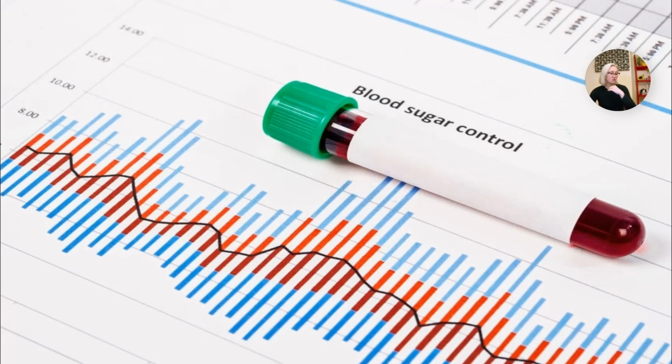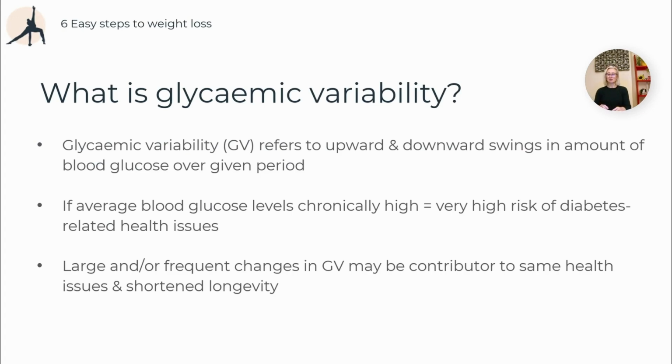This is the section where we are going to focus on, because this is about managing blood sugar, and it's about these 6 very fundamental steps that we want to take that will help us manage this crashing, or the peaking highs and the crashing lows. What is glycemic variability? If you were looking at a graph, it's that top point hit and the bottom point hit. It's that upward and downward swing in the amount of blood glucose over any given period.